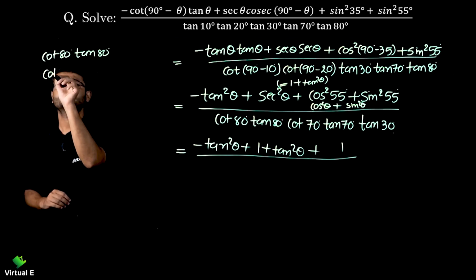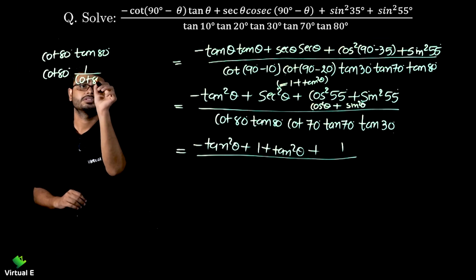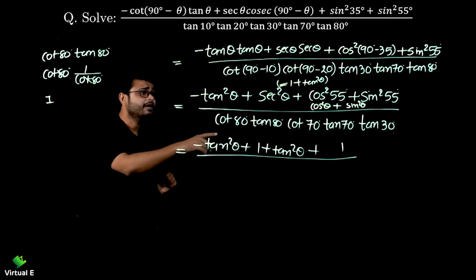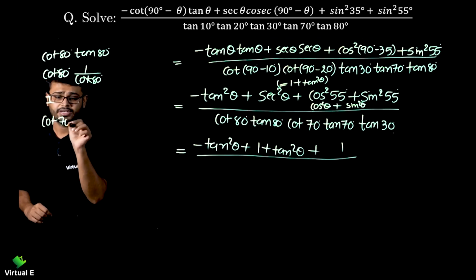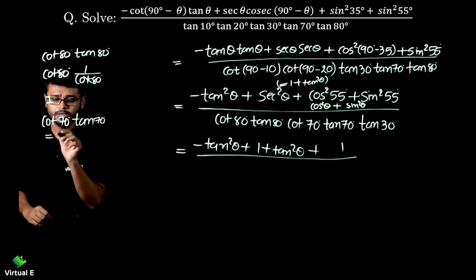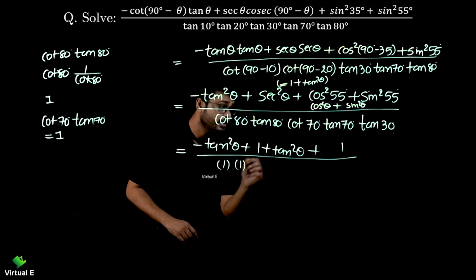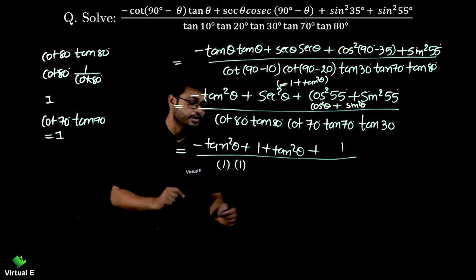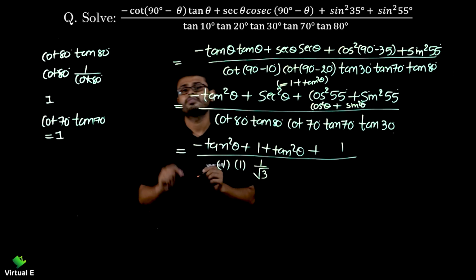Now let's use the reciprocal ratio. This tan will become what? 1 upon cot. Simple, cot cancels, so what's left? 1. Same I can write for cot 70 and tan 70. Cot 70 degree and tan 70 degree will also be 1. Simple. So here 1 for it and 1 for it, and tan 30 degree. What is the value of tan 30 degree? That is 1 by square root of 3.